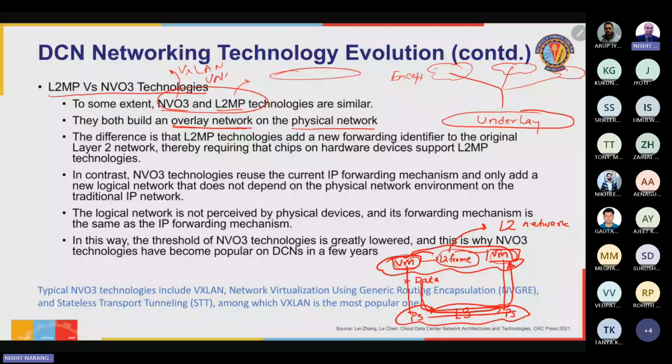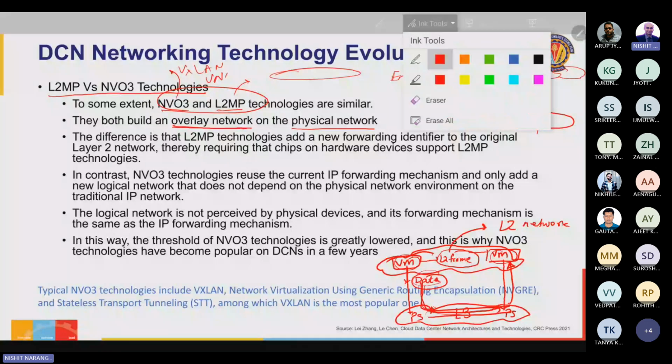And tunneling works with encapsulation. Whatever has to be tunneled is treated as data. You encapsulate this data in next-level headers and send it through the underlay network. So both technologies build overlay networks on top of the underlay physical network using tunneling technology. Where is the difference? The difference is that because L2MP is L2++, they need to do more things.